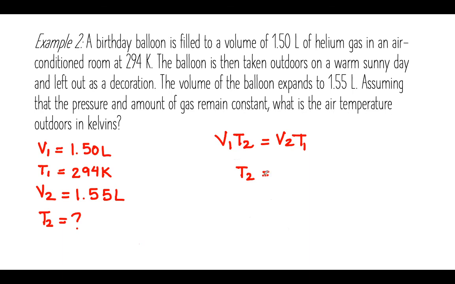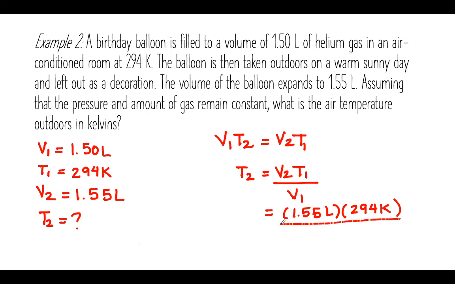So T2 is equal to, I need to get rid of V1. I have to move it over to the other side. Right now it's being multiplied. When I take it over to the other side, it's going to be divided. So V2 times T1 divided by V1. V2 is equal to 1.55 liters, T1 is equal to 294 Kelvin, divided by V1, which is 1.50 liters.